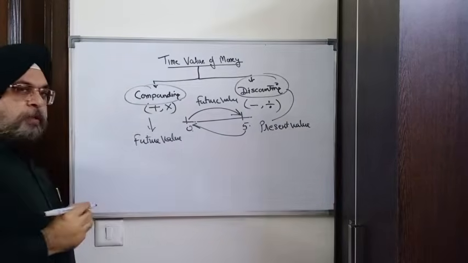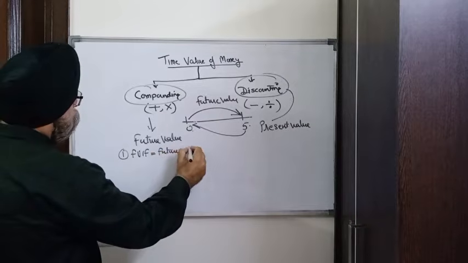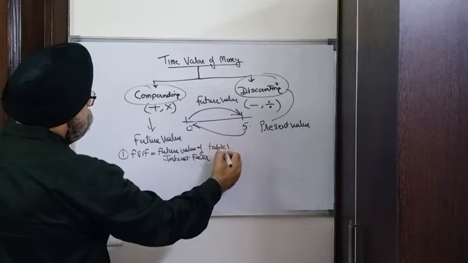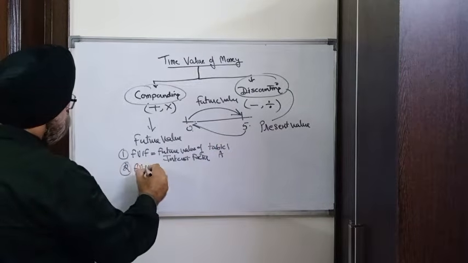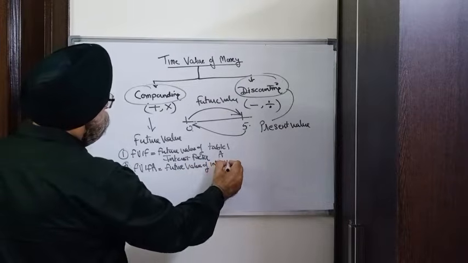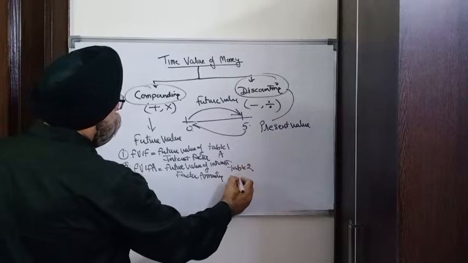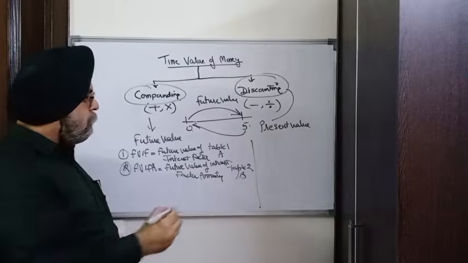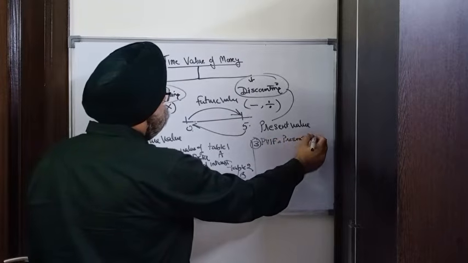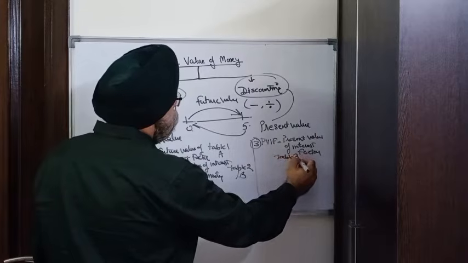So in this chapter, there are four tables which we have to follow. First is FVIF, which means future value of interest factor, which is table number 1 or A. Second is future value of interest factor annuity, which is table number 2 or B. And the third topic which we are going to cover is PVIF, which is present value of interest factor, which is table number 3 or C.